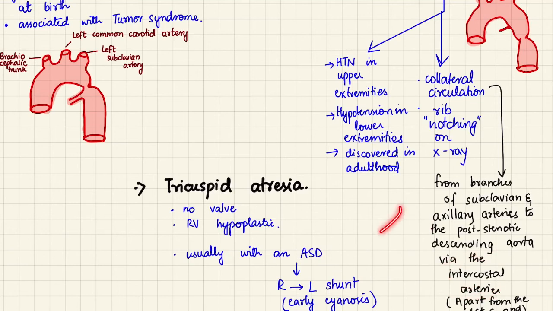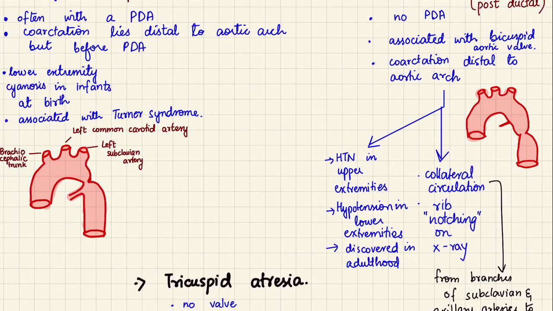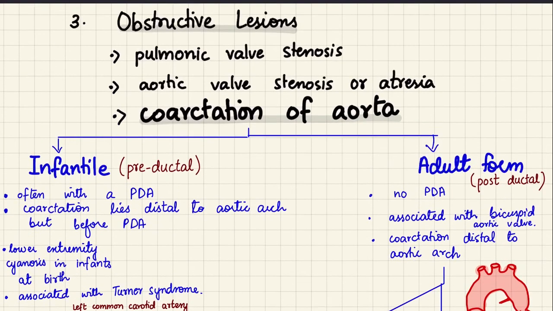Now, we know that the intercostal arteries are present along the ribs, and this has a characteristic sign on X-ray that is called rib notching. So, this is a characteristic diagnostic sign of the adult form of coarctation of aorta. Similarly, it is going to cause hypertension in the upper extremities and hypotension in the lower extremities. That's all about coarctation of aorta.